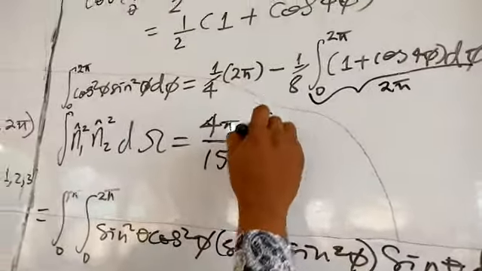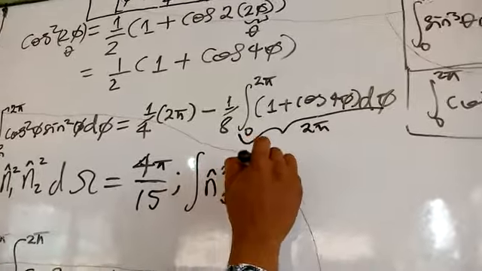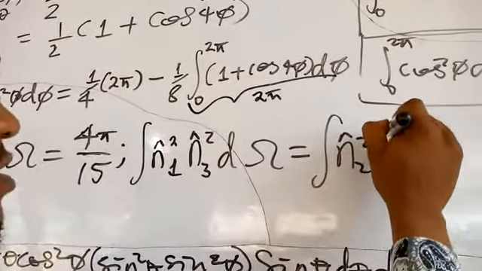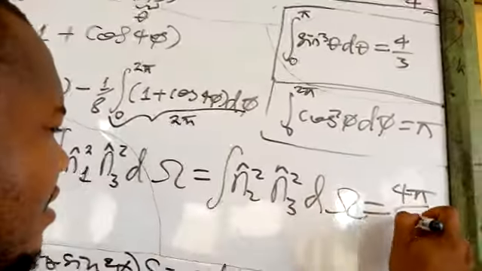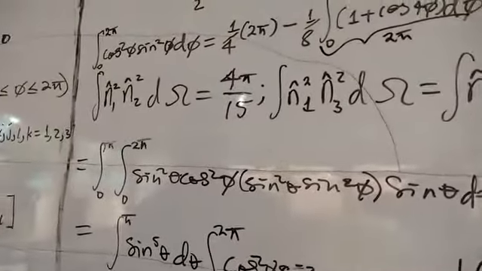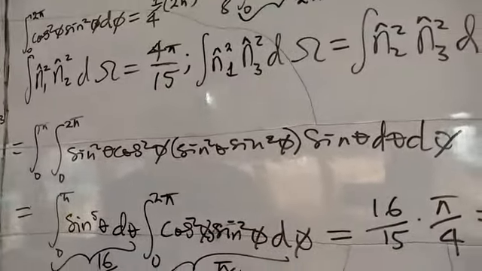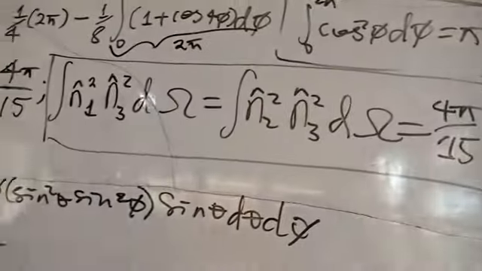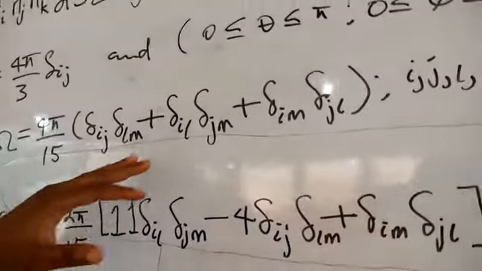You can take my word for it again as usual, or feel free to show that the integral of n2 squared, n3 squared dΩ is also equal to the same 4π all over 15, just like this one. And we have, of course, shown that the other variants in which we don't have them in this form are going to give us 0. So you can just do this one like we've done the first one, and you'll see that that is the case. And that, of course, brings us here. That completely proves this one.